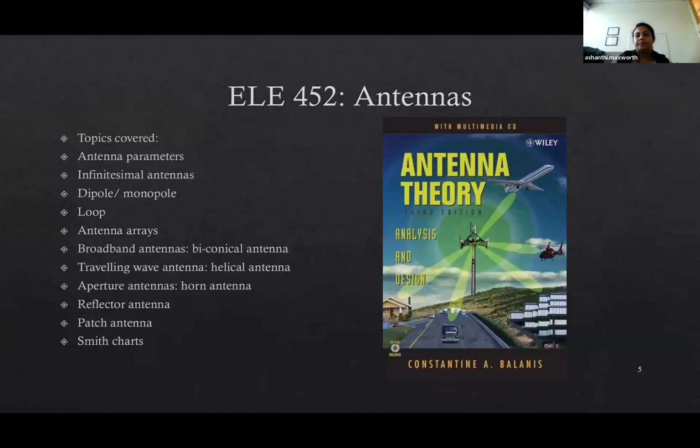And then in this antennas course, we are using the textbook. This is the same textbook we used at CU Denver as well, and at CU Boulder and many other universities, from Dr. Constantine Balanis. We are covering quite a lot of topics. We are starting off with antenna parameters and different types of antennas, starting from the very small infinitesimal dipole and monopole, loop, antenna arrays, broadband antennas, and then traveling waves. So we are covering a broad range of antennas in this course.